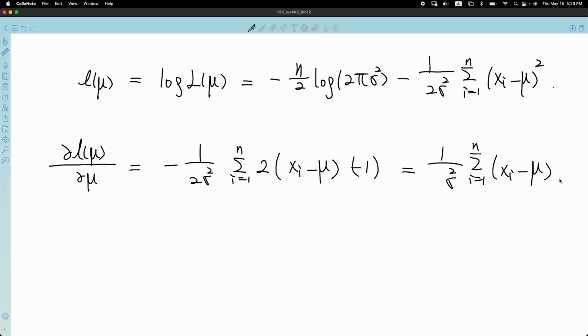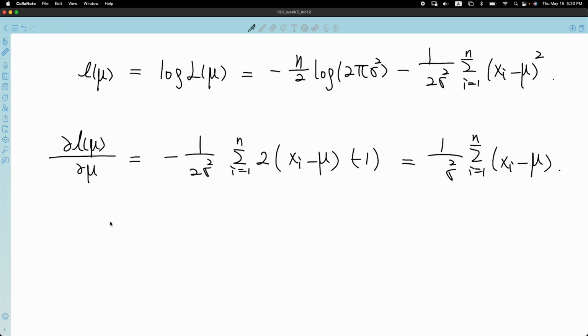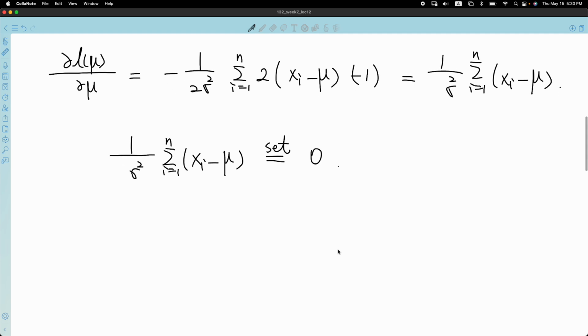Okay, so that is the gradient, or the first order derivative. And what should we do next after we have the gradient? You should set it equal to 0, right? And then solve for the parameter of interest. So here we have 1 over sigma square, summation from 1 to n of xi minus mu. We set this equal to 0. Okay, so we want to solve for an expression for mu.